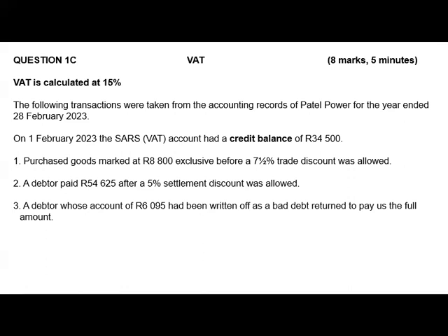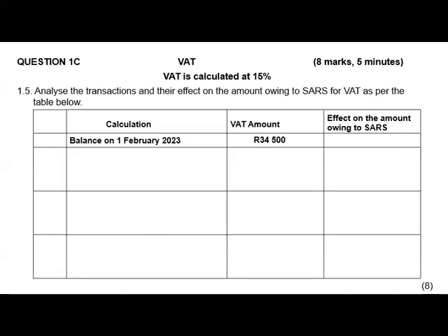Now it says here that VAT is calculated at 15%. The following transactions were taken from the accounting records of Patel Power for the year ended 28th February 2023. And on the 1st of February 2023, the VAT account had a credit balance of 34,500. The fact that it's a credit balance means that 34,500 is VAT output. It is a liability. I will repeat that. That 34,500 is actually VAT output.